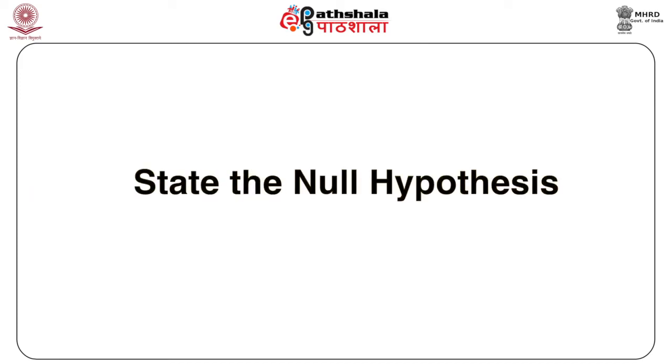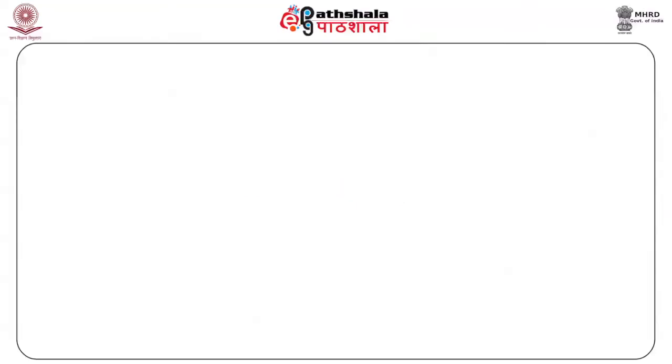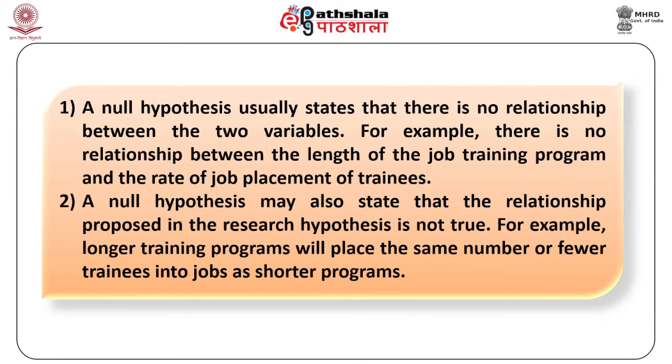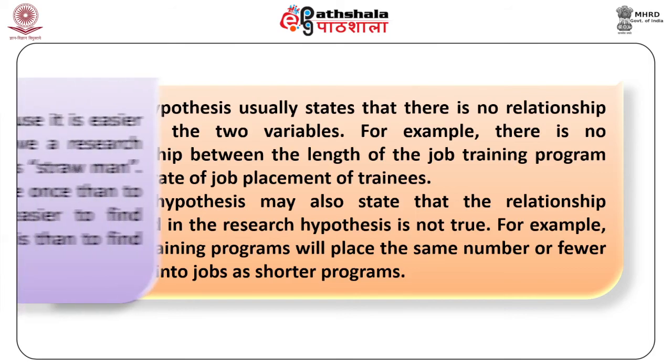Next, we move on to stating the null hypothesis. A null hypothesis usually states that there is no relationship between the two variables. For example, there is no relationship between the length of the job training program and the rate of job placements of trainees. A null hypothesis may also state that the relationship proposed in the research hypothesis is not true. For example, longer training programs will place the same number or fewer trainees into jobs as shorter programs.